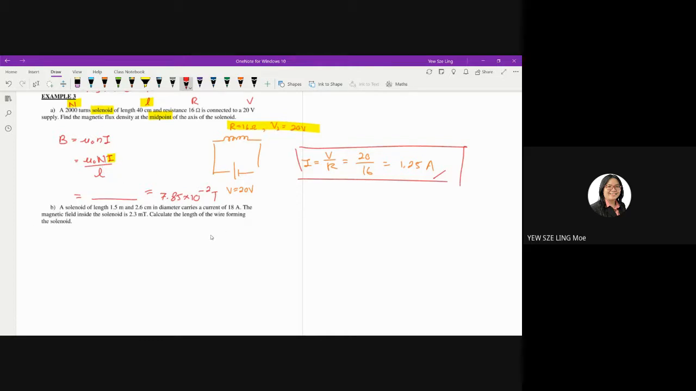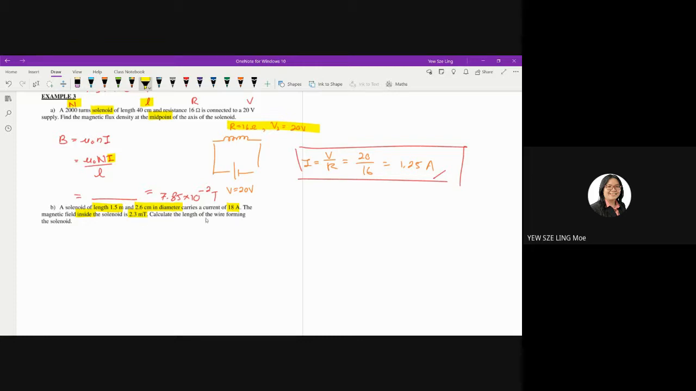Now question B. A solenoid of length 1.5 meter and 2.6 cm in diameter. You have a length and then you also have a diameter. It carries a current of 18 ampere. The magnetic field inside the solenoid given is 2.3 millitesla. This M stands for milli. So inside, once again, it represents the center of the solenoid.